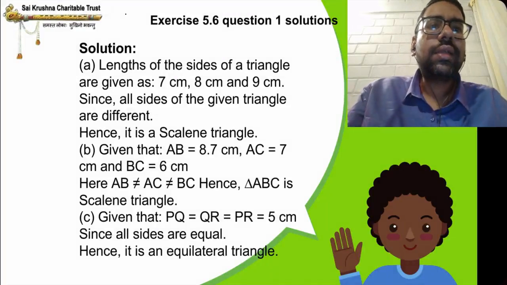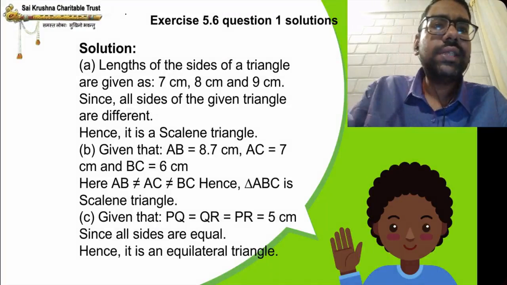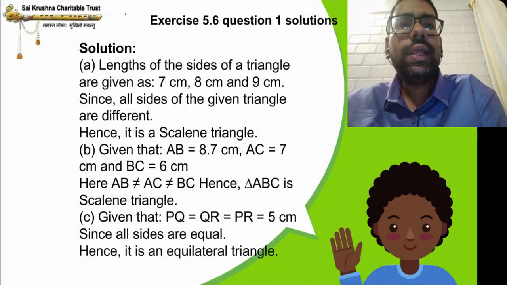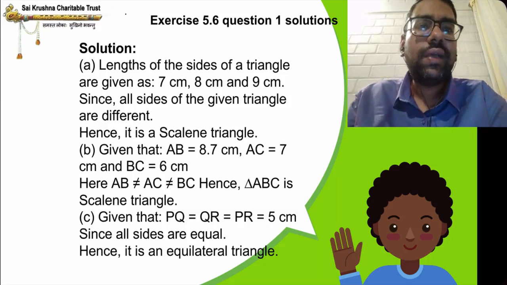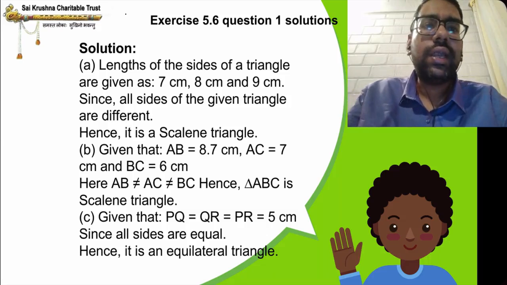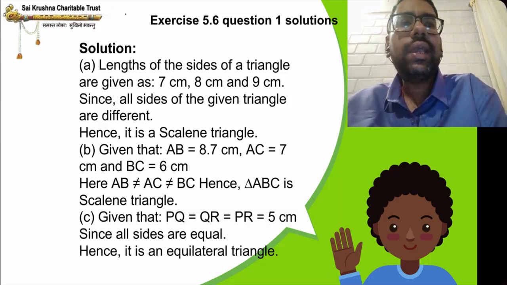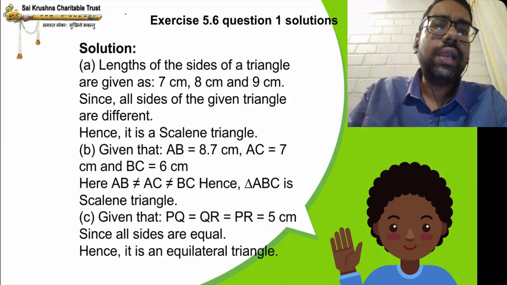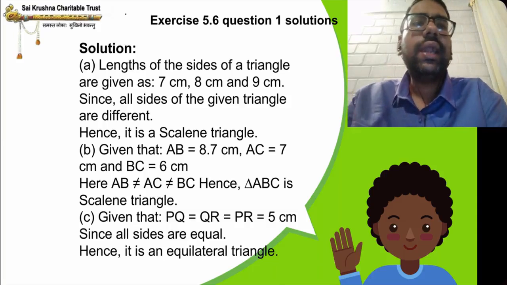Exercise 5.6, question 1. Solution. First question: the lengths of the sides of the triangle are given as 7 cm, 8 cm, 9 cm. Since all the sides given are different, it is a scalene triangle. What is a scalene triangle? I told you, no? All three sides are unequal. Here what is given? 7, 8 and 9. So all three are unequal. It is a scalene triangle.